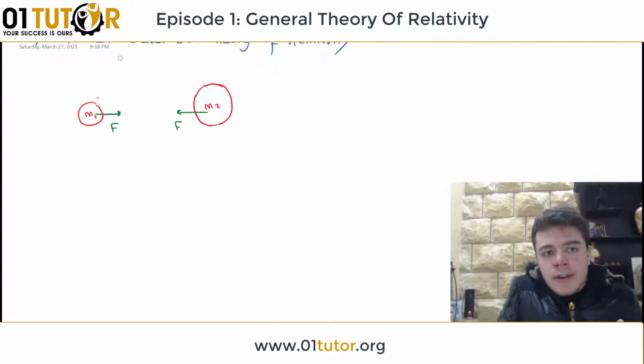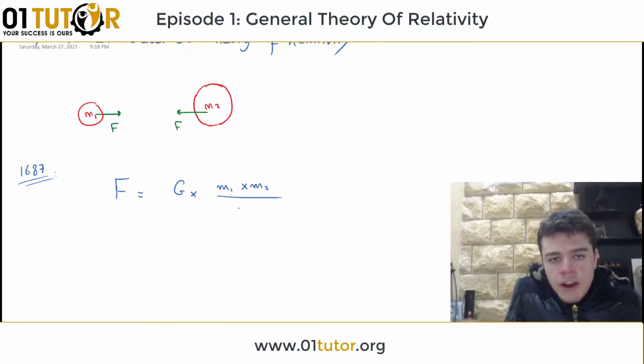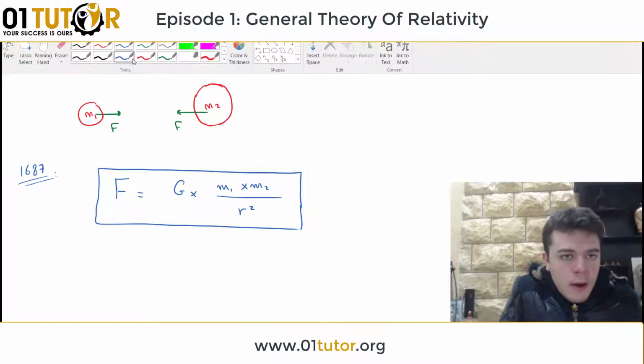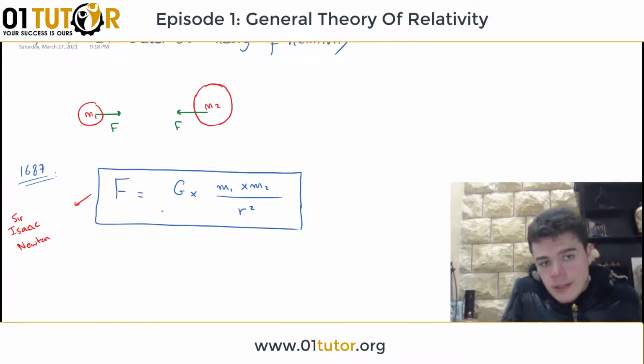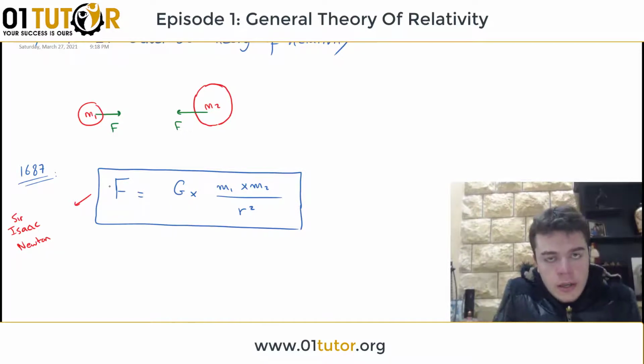And in 1687, he was able to discover this force, and the formula for this force F is equal to G multiplied by m1 multiplied by m2 divided by r squared. So what this equation basically says, which was discovered by Sir Isaac Newton, who we all know for his 3 laws of motion, is that the force of gravity causes 2 objects to be attracted to each other, to be pulled towards each other.